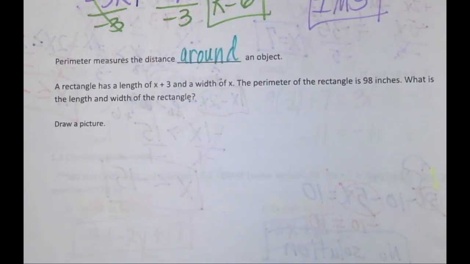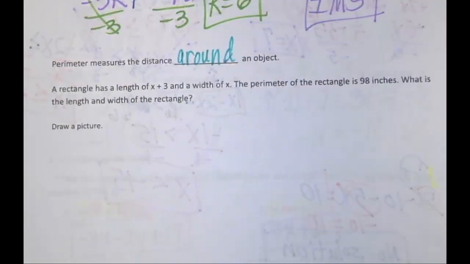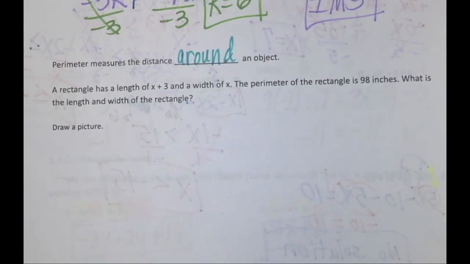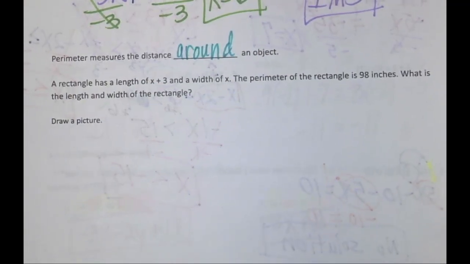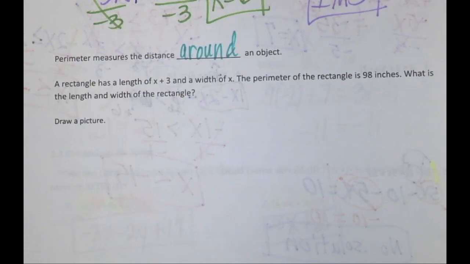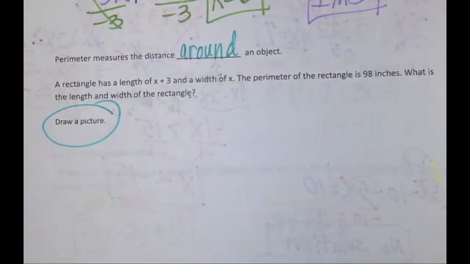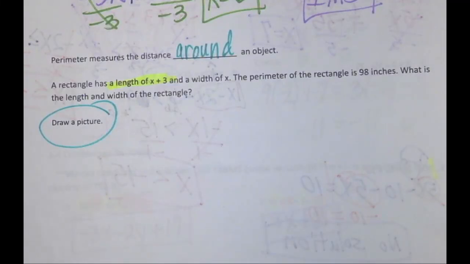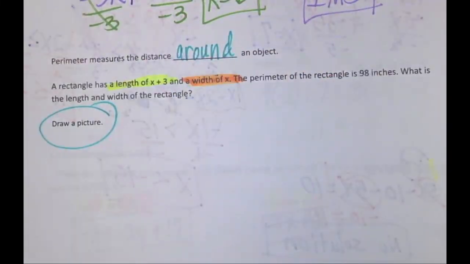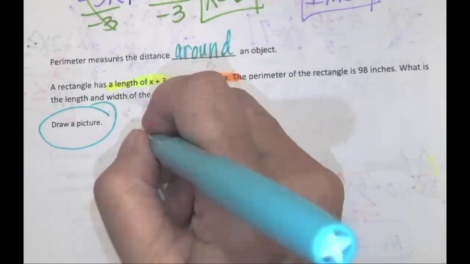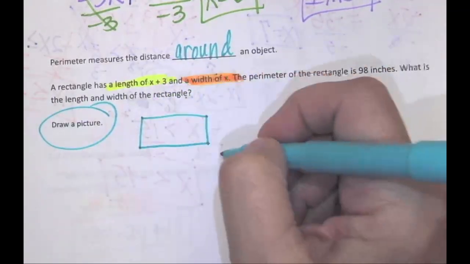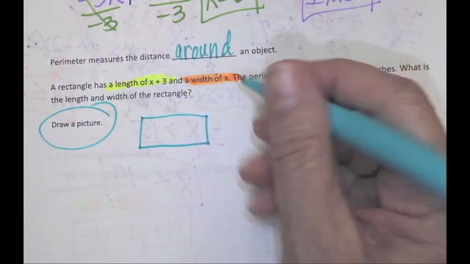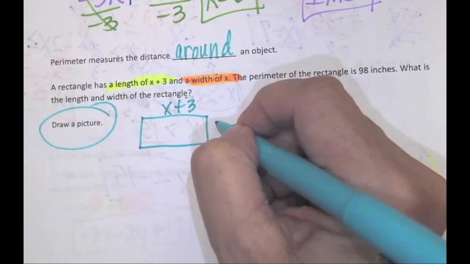For those of you filling in your notes, this is the last problem on 1.5 that we skipped the other day. When you have a rectangle or anything really on a word problem, I always draw a picture because that is very important in helping you visualize and see what you're doing. I'm very visual. I need to see it. So it has a length of x plus 3 and a width of x. Now, does it matter which side I call the length and which the width? No, it does not. Just pick one.